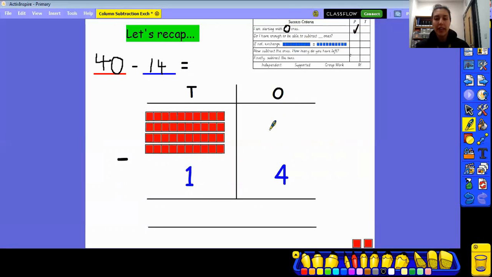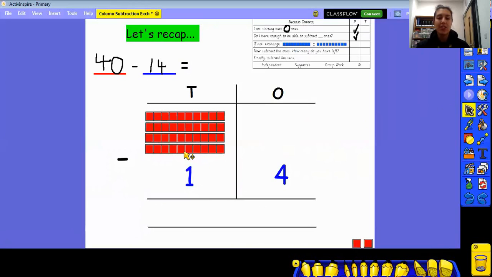Do I have enough here to be able to subtract 4 ones? No, I don't. That's impossible. I can't take away 4 from nothing. So what do I need to do? How can I get myself some more ones here? That's right, well done. I need to make an exchange.